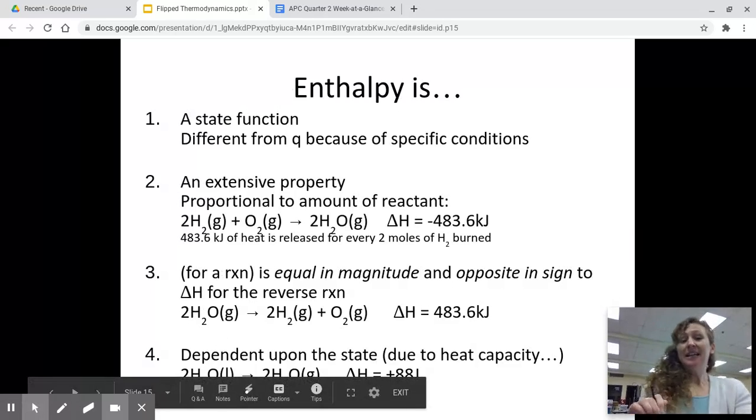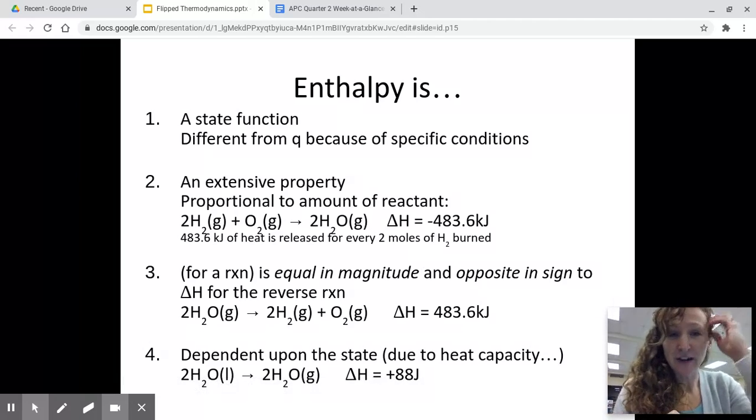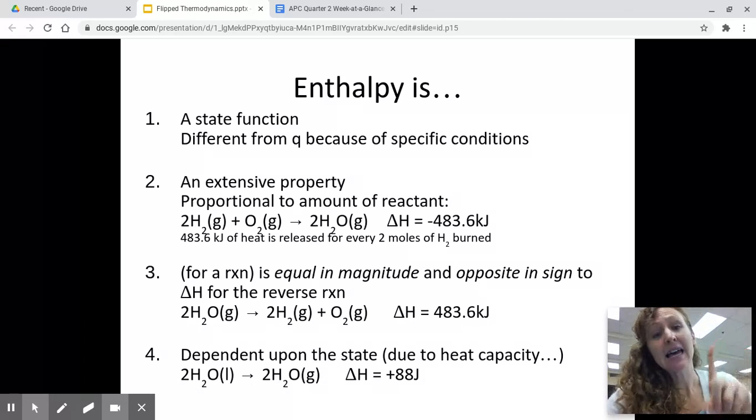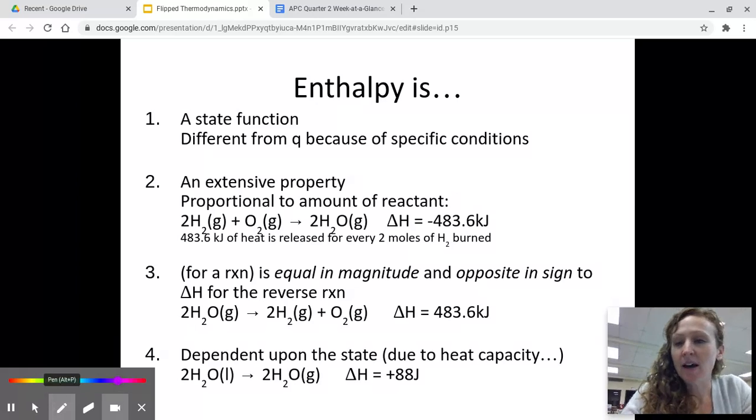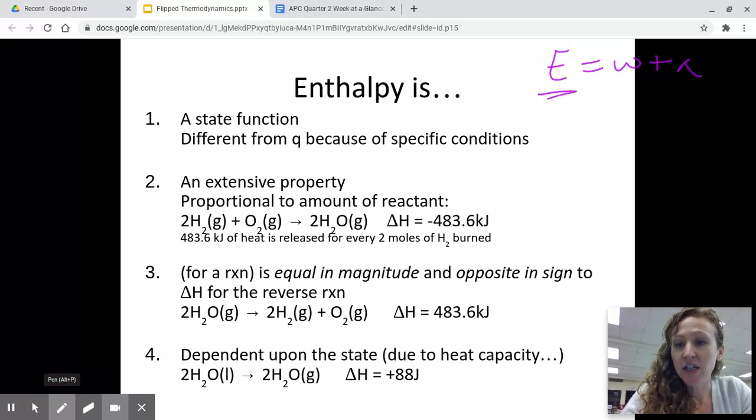All right, fun facts about enthalpy. We have about 4 different fun facts. So first of all, enthalpy, unlike heat, enthalpy is a state function. Remember, heat's not a state function. Heat is pathway dependent. We talked about how on that energy diagram, energy was a state function. Energy just depends on where it starts and where it finishes. Work and heat are not.